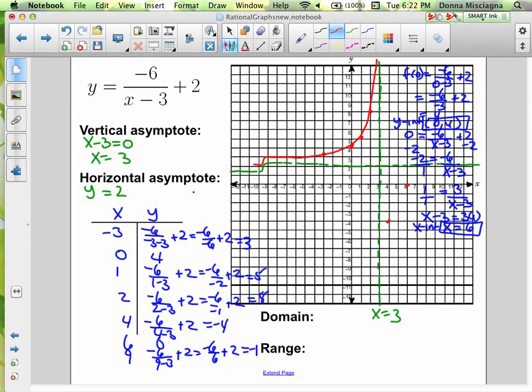If I plugged in 5, that would be negative 6 divided by 5 minus 3, plus 2. That'd be negative 6 divided by 2, which would be negative 3. And negative 3 plus 1 is negative 1. So if you want another point, there's another point. Right? So that's the point 5, negative 1. Just in case you didn't think we graphed enough points.